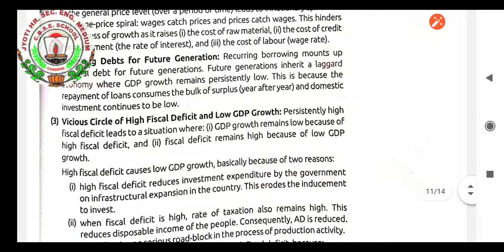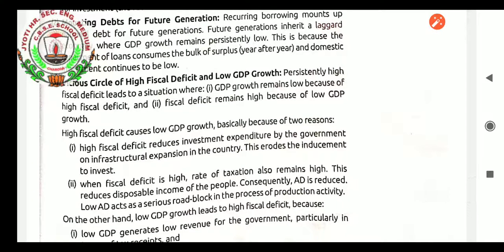High vicious circle of high fiscal deficit and low GDP growth. Persistently high fiscal deficit leads to a situation where GDP growth remains low because of high fiscal deficit, and fiscal deficit remains high because of low GDP growth. High fiscal deficit causes low GDP growth basically because of two reasons. Very first, high fiscal deficit reduces investment expenditure by the government on infrastructural expansion in the country. This erodes the inducement to invest.